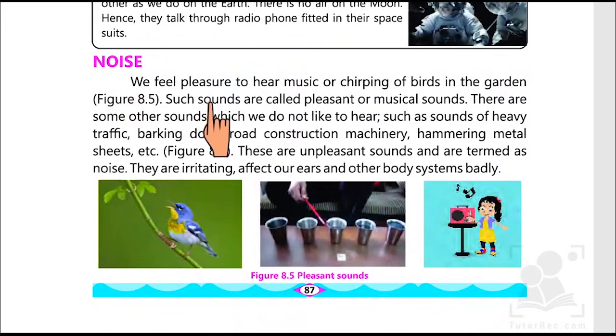Noise. We feel pleasure to hear music or chirping of birds in the garden. Such sounds are called pleasant or musical sounds. There are some other sounds which we do not like to hear, such as sounds of heavy traffic, dogs barking, road construction, machinery, hammering metal sheets, etc. These are unpleasant and are termed as noise. They are irritating and have a bad effect on our ears and other body systems.